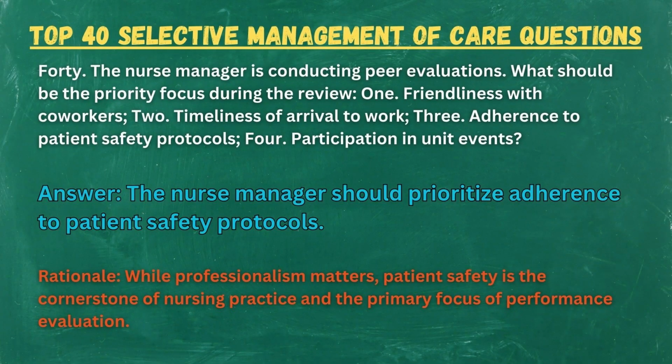40. The nurse manager is conducting peer evaluations. What should be the priority focus during the review? 1. Friendliness with coworkers. 2. Timeliness of arrival to work. 3. Adherence to patient safety protocols. 4. Participation in unit events? Answer: the nurse manager should prioritize adherence to patient safety protocols. Rationale: while professionalism matters, patient safety is the cornerstone of nursing practice and the primary focus of performance evaluation.